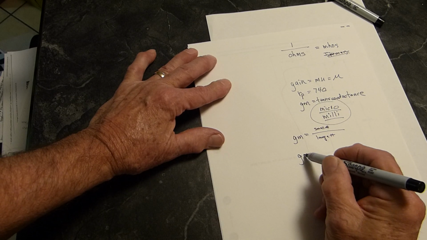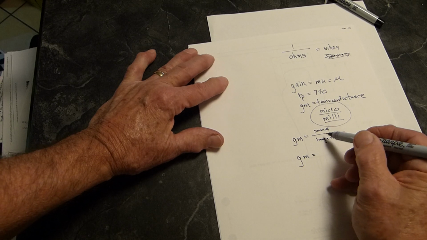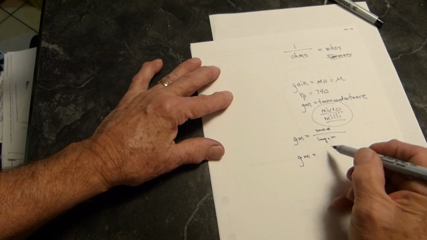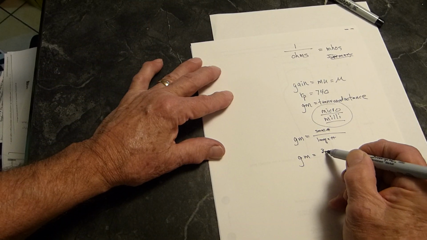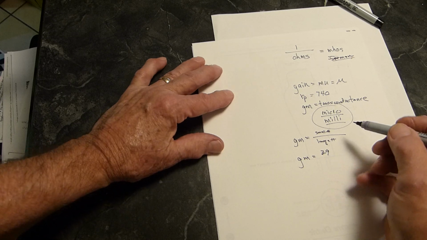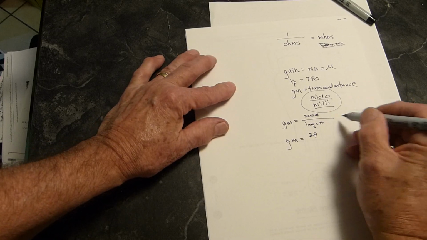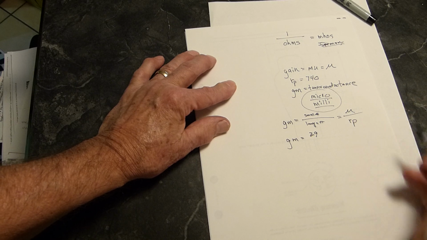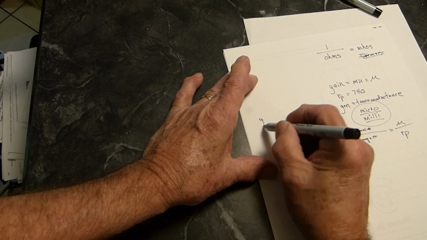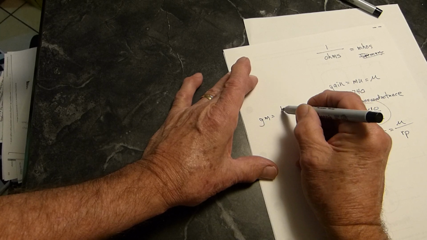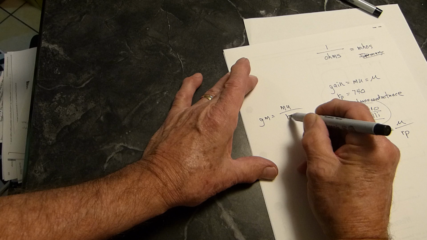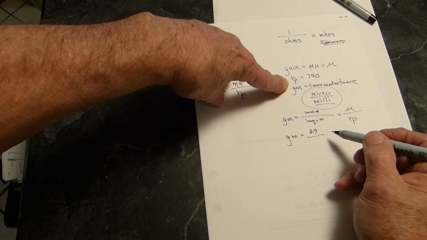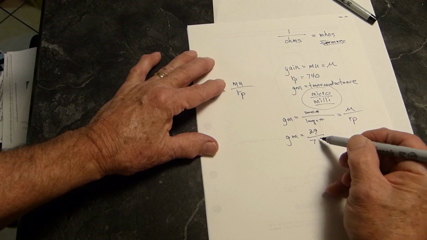So GM, in our case, equals a small number, which we'll use their number. What did they say it was? 3.9? 3.9. This is its GM, which is equal to mu over RP. Let me write that again. GM equals mu over RP. So it's 3.9 over 740. 740.